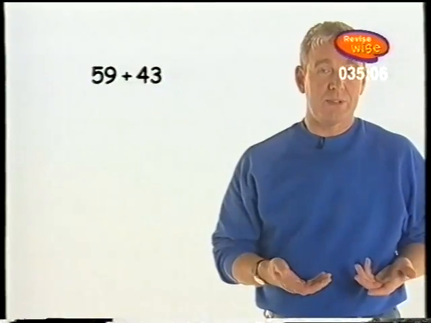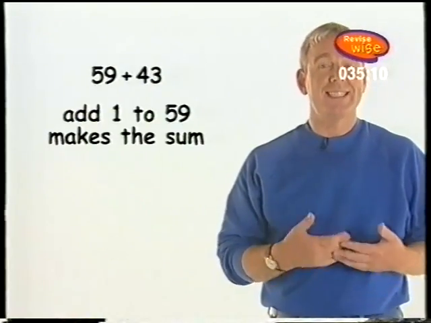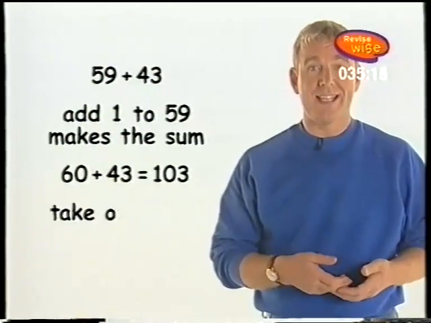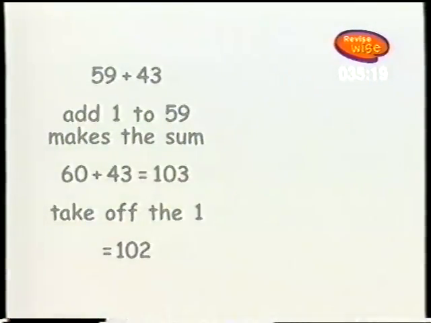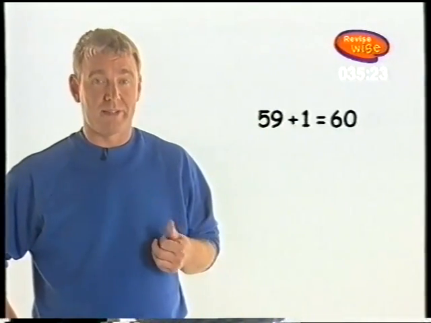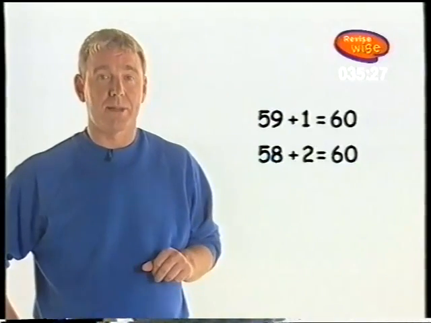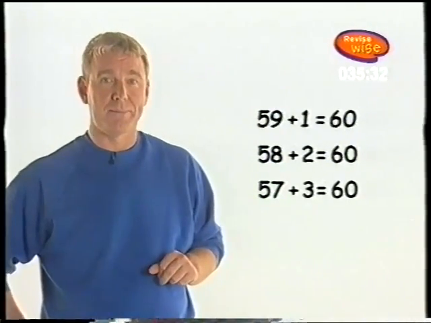What she did was to add 1 to the 59 to round it up to 60. It's easier to add 43 to 60 to make 103, then take the 1 off again to get the right answer, 102. With any number ending in 9, you can add 1 to make the sum easier. With a number ending in 8, add 2 to make the sum easier. And with a number ending in 7, add 3 to make the sum easier.